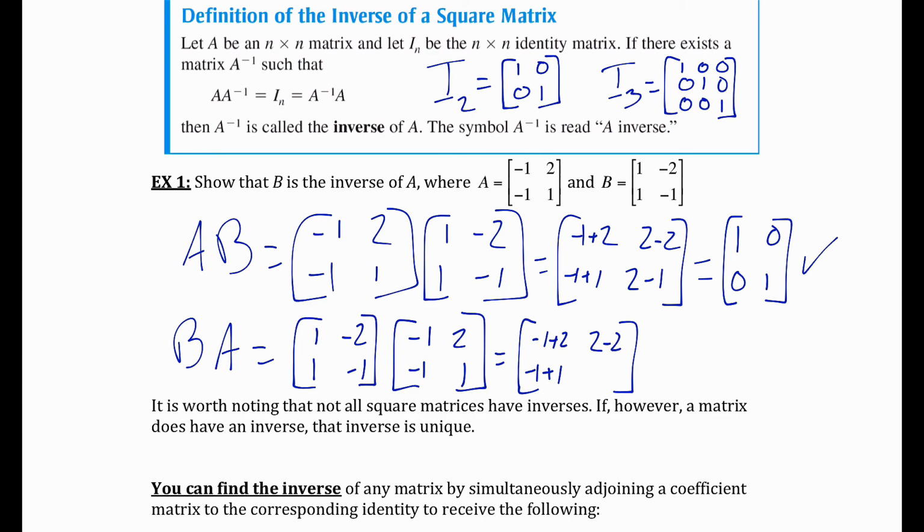So we're done with that column. Now we do the second row times the second column: 1 times 2 is 2, and -1 times 1 gives us -1. Cleaning this up, the first row, first column: -1 plus 2 gives us 1. The first row, second column: 2 minus 2 gives us 0. The second row, first column: -1 plus 1 gives us 0. And finally, 2 minus 1 gives us 1. Hey, look, it's the identity matrix again. They are, in fact, inverses of each other.